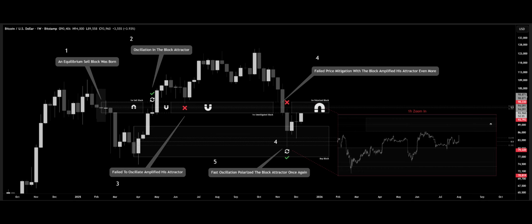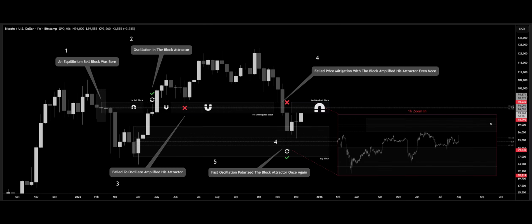In Bubble 5, Macro Oscillation Axis and the Pullback toward COG. Oscillation around the buy block COG, together with the strong attractor of the equilibrium block, now acting as a polarized block, turned this area into the macro oscillation axis of the entire weekly structure. Both attractors aggressively pull price back toward the COG of the equilibrium candle.